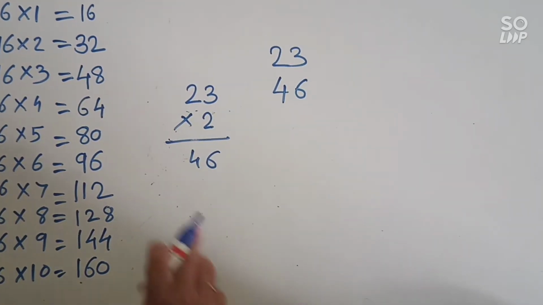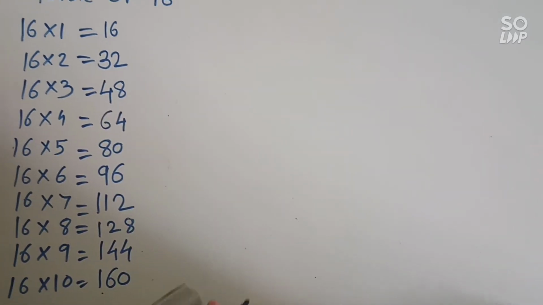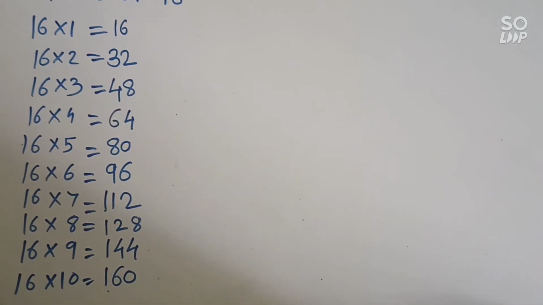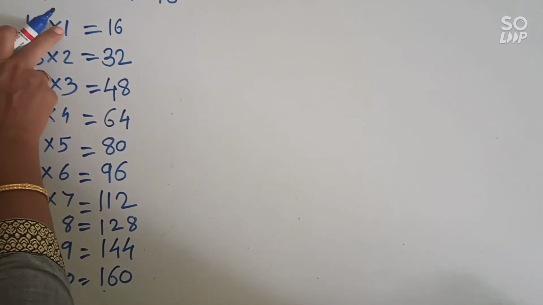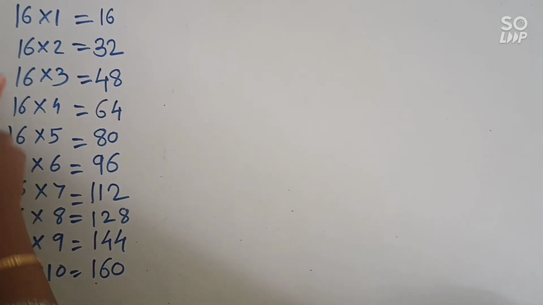Okay bachcho, like this you can make the tables of big numbers. Okay children, means you have to know the table of 1 to 10.